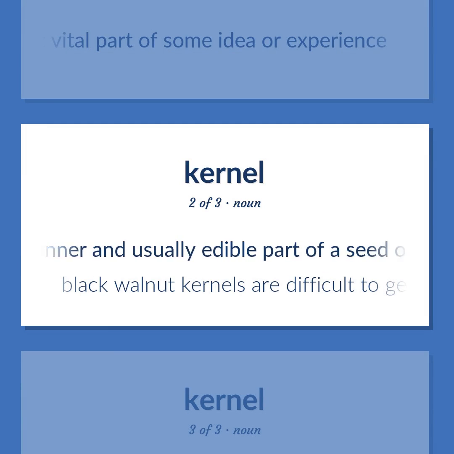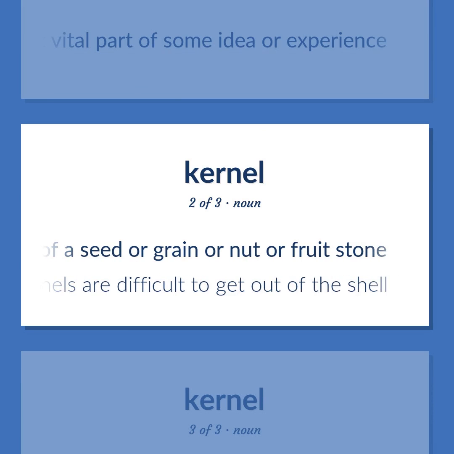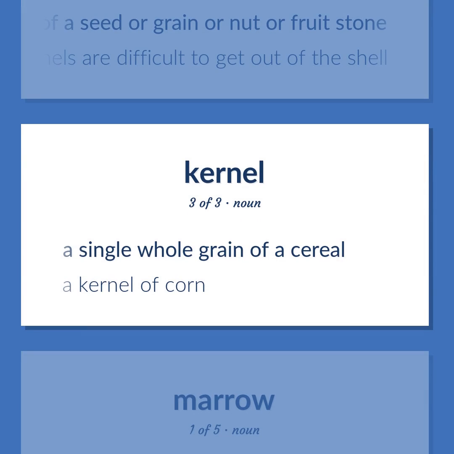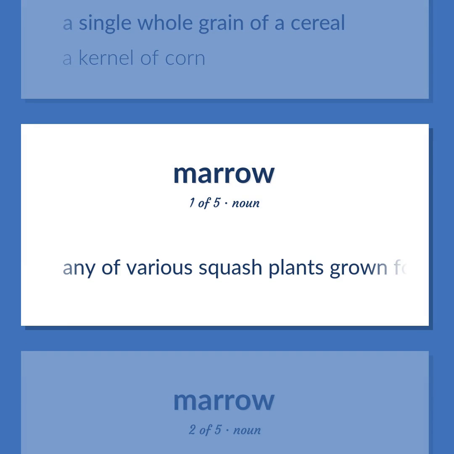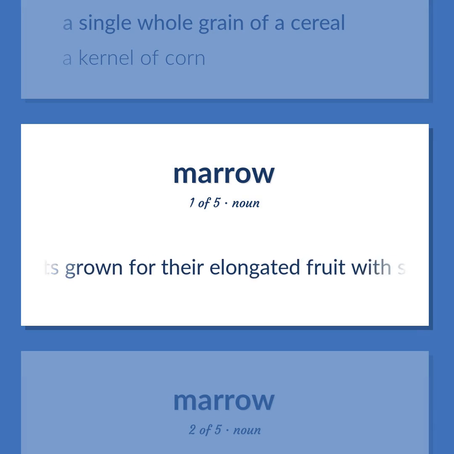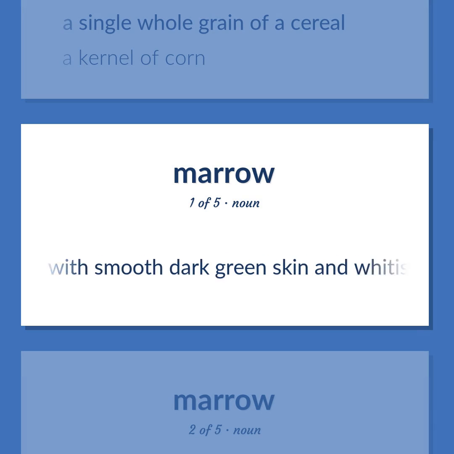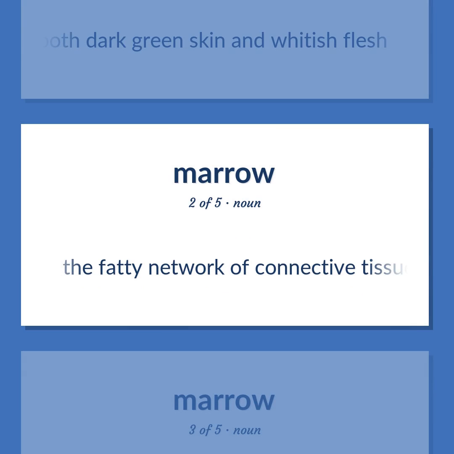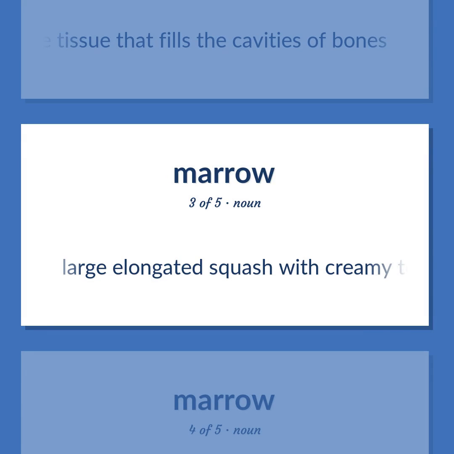The inner and usually edible part of a seed or grain or nut or fruit stone. Black walnut kernels are difficult to get out of the shell. A single whole grain of a cereal. A kernel of corn. Any of various squash plants grown for their elongated fruit with smooth dark green skin and whitish flesh. The fatty network of connective tissue that fills the cavities of bones. Large elongated squash with creamy to deep green skins.